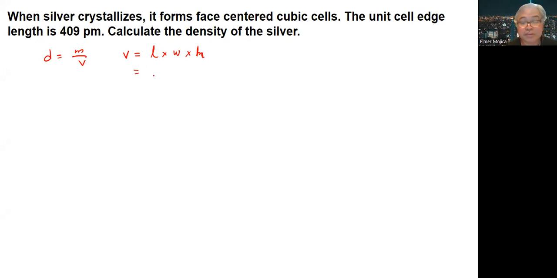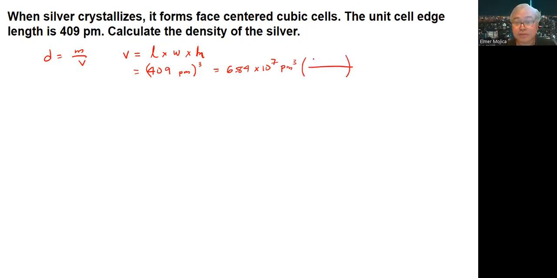And here we could say we have 409 picometer. Okay, so we multiply it by itself, get the cube. So you will end up with what? 6.84 times 10 to the 7 cubic picometer. We all know.